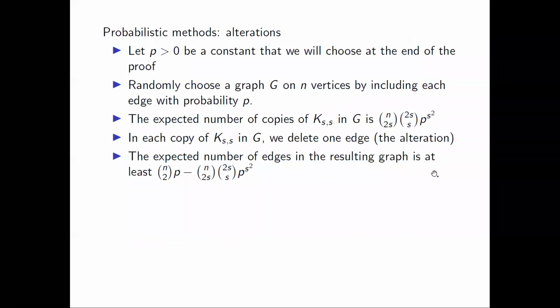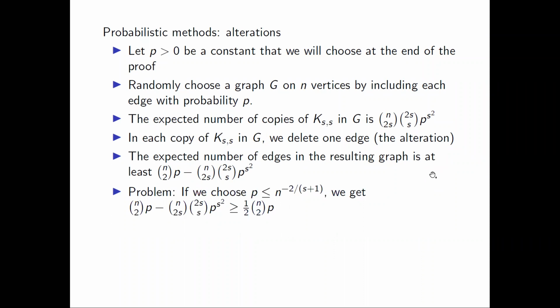Now we're real close to the end of it. So here's a problem that I leave you to think about. I claim that if we choose a p-value less than or equal to n to the negative 2 over s plus 1, then n choose 2 times p minus n choose 2s times 2s choose s times p to the s squared is greater than or equal to 1/2 times n choose 2 times p. So notice here that we have an n choose 2 times p here, and a 1/2 times n choose 2 times p here. So the claim is equivalent to saying that this quantity is at most 1/2 times n choose 2 times p. In other words, this quantity right here is at most half of this quantity. So see if you can prove that, assuming that p is in this range.